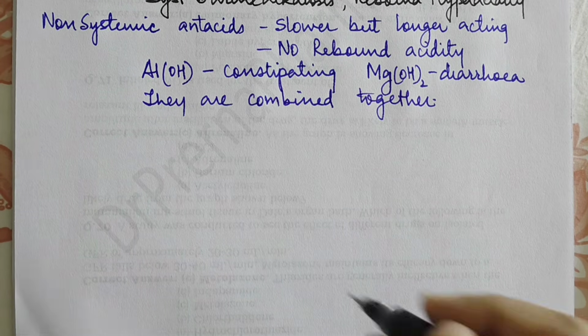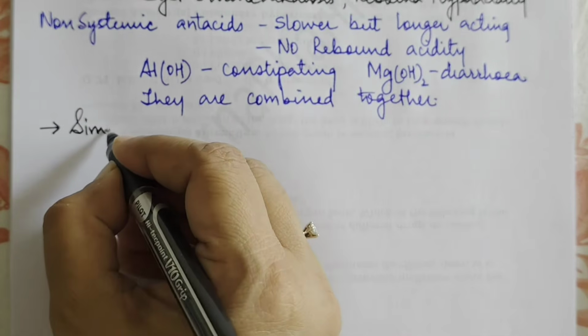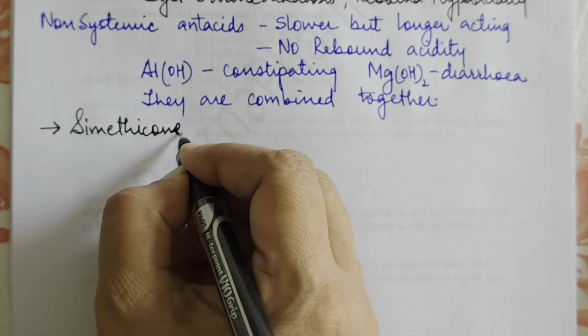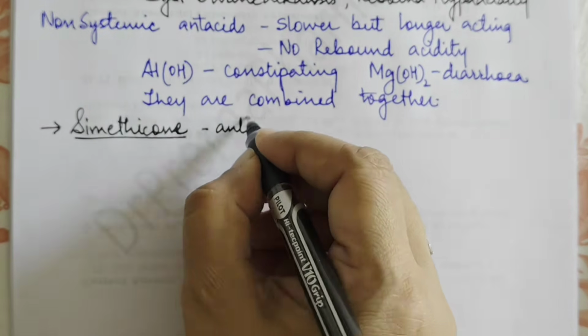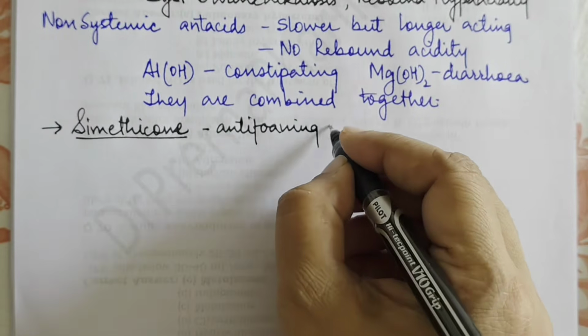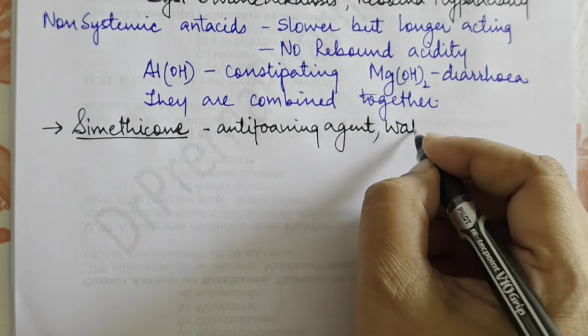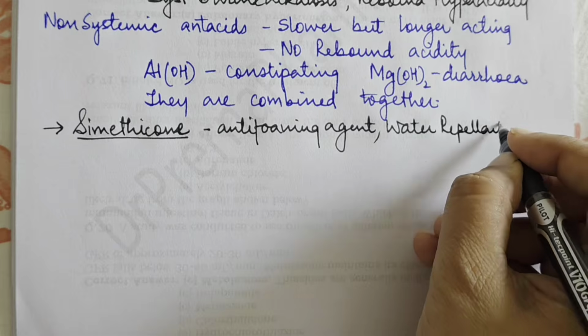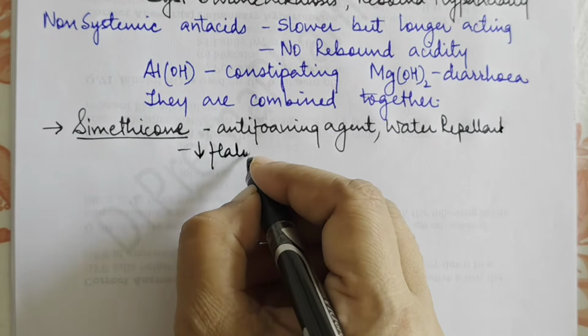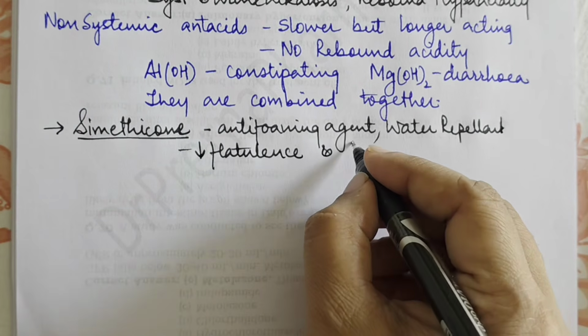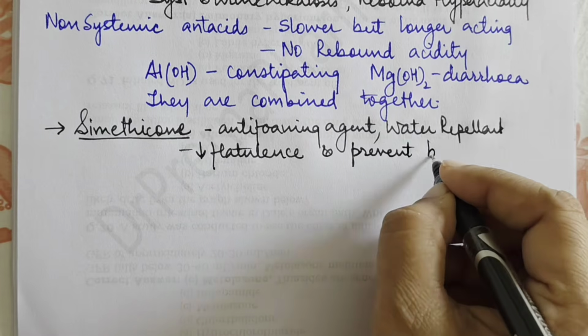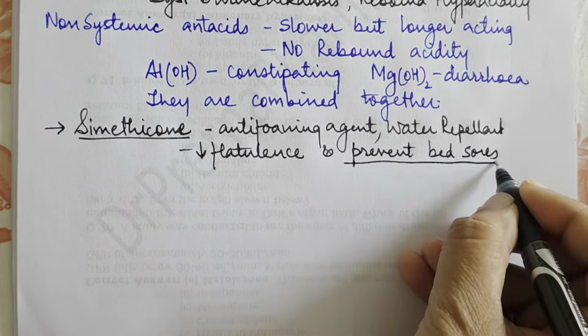Then the antacids also contain simethicone. Now what is simethicone? It is actually an anti-foaming agent, and it is water repellent. It basically reduces flatulence and is also used to prevent bed sores. This is a different action, so remember this.